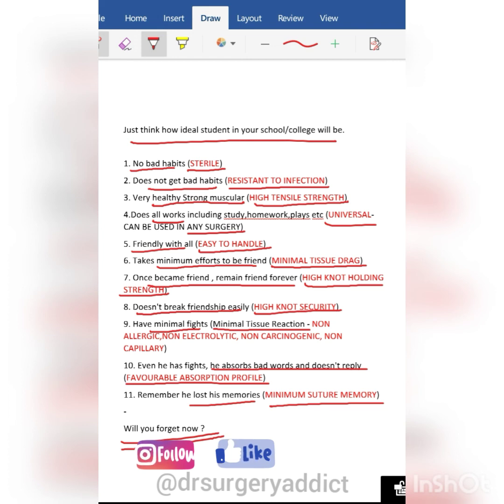I think you have to remember all these things so as to remember the characteristics of ideal suture. So will you forget now? I think you don't forget now. You remember how to identify the suture material and what the characteristics of ideal suture are.